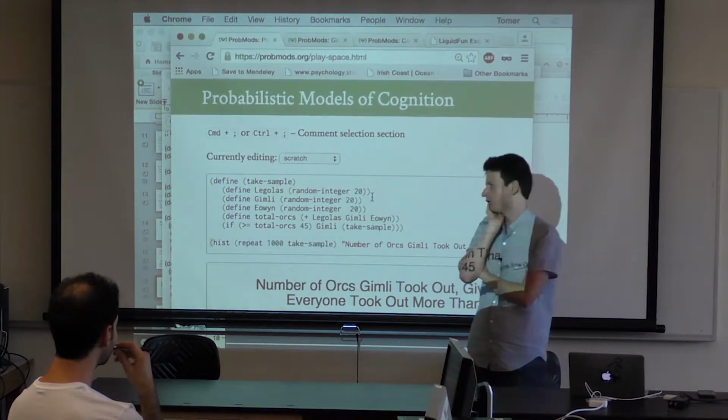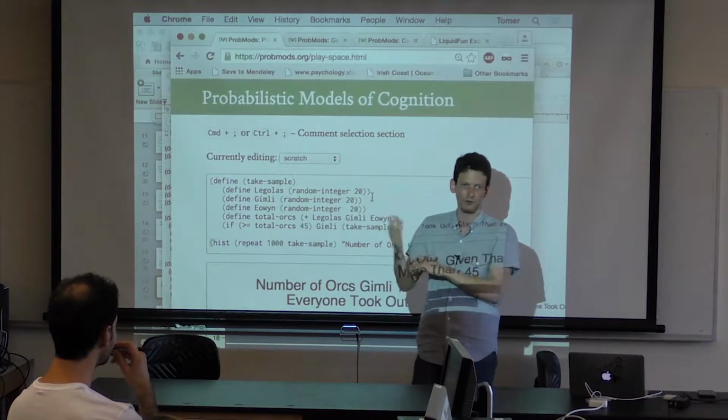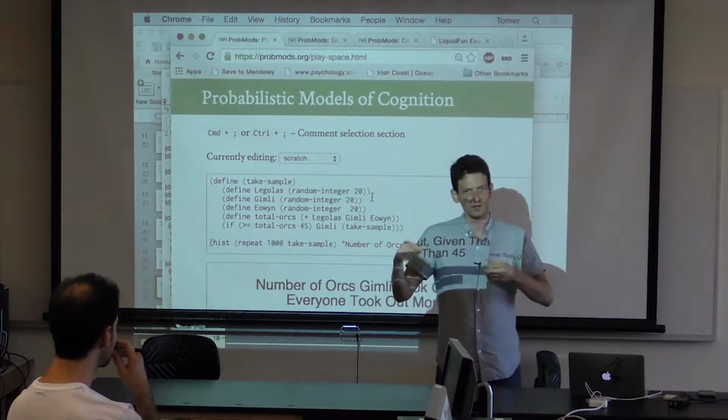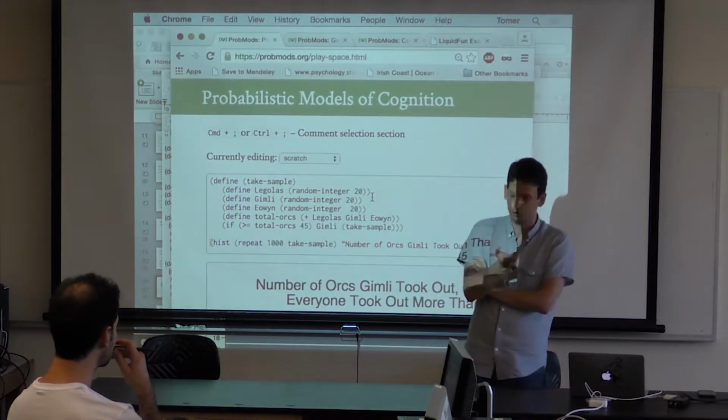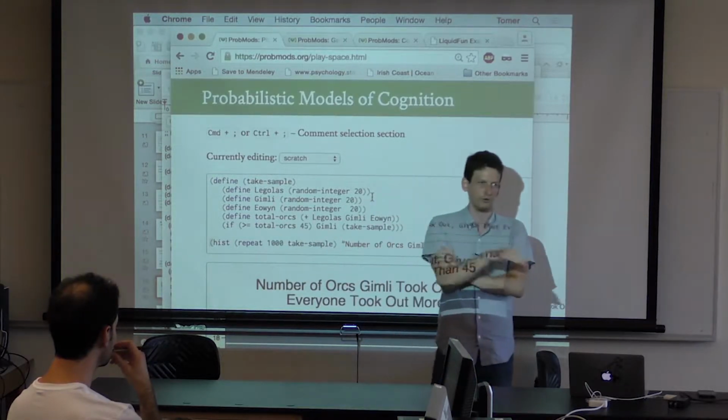How many orcs did Gimli take out? Well, we don't know, right? We just said we don't know. It's a random integer between 0 and 20. It's anyone's guess. If I just ran this model forward, it would give me any number between 0 and 20. If I ran it 1,000 times, I would get a uniform distribution over 0 to 20.